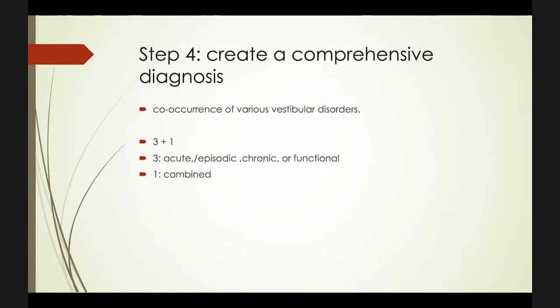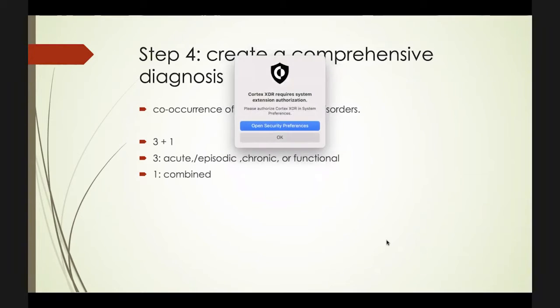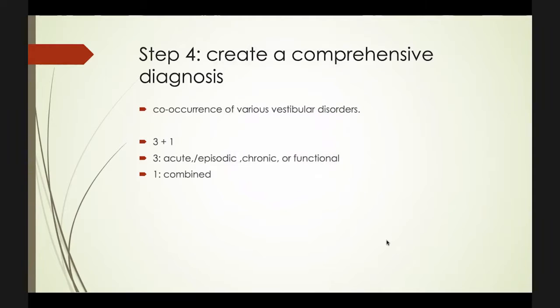The appendix that they used. Step 4 is to create a comprehensive diagnosis. It's a co-occurrence of various vestibular disorders. It is 3 plus 1. The 3 are the first 3 that we described earlier: acute, episodic, or functional. And plus 1 is the combination of 2 of these or the 3 of these.